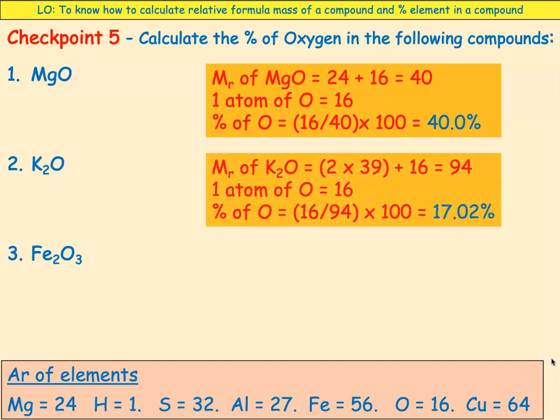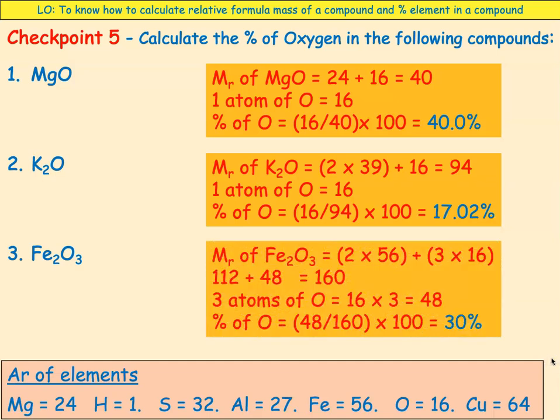Potassium oxide, you've got the formula mass of potassium oxide, 2 times 39 plus 16 gives you 94. One atom of oxygen, so that's 16 divided by 94 times 100, is 17.02%. And iron oxide, the formula mass of iron oxide is 160. We've got three atoms of oxygen in there. So on the top, we need to put 16 times 3, which is 48. 48 divided by 160 gives us 30%.